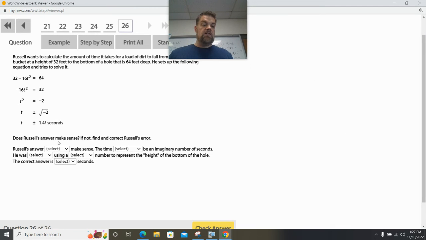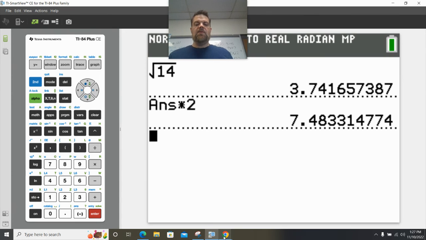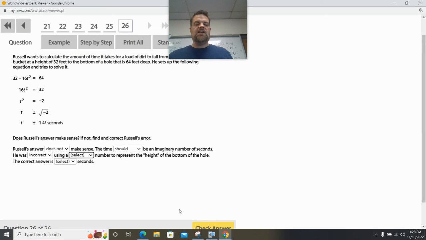So to finish the question, it says Russell's answer does not make sense. The time should be an imaginary number of seconds. He was incorrect by using a positive number. See here? Oh, you know what it should be. Wait. Hold on. Wait, let me back up. He rounded it. Wait. His answer is correct, I think. Hold on, let's back up.